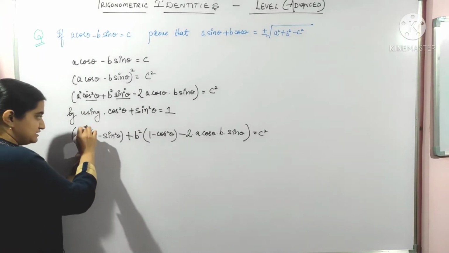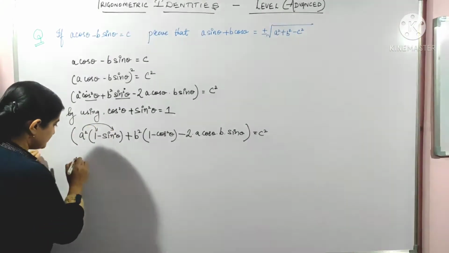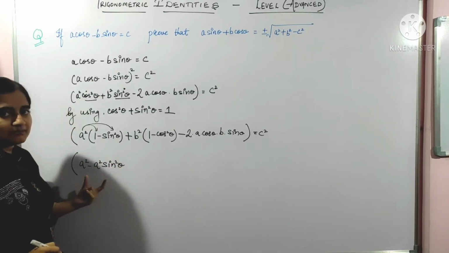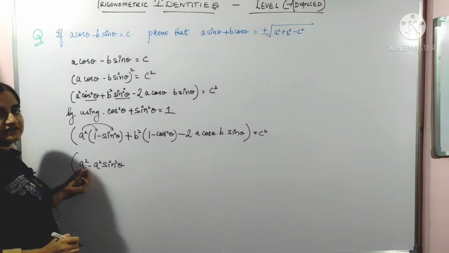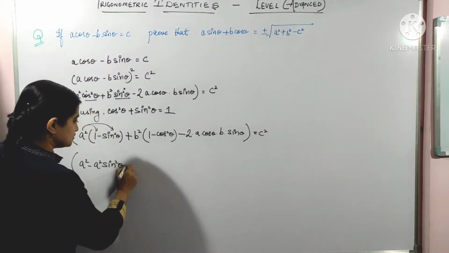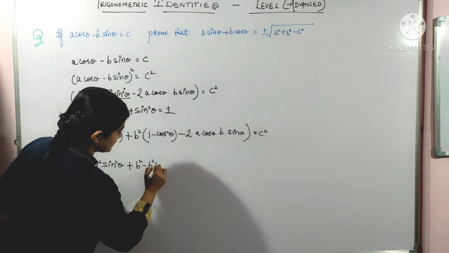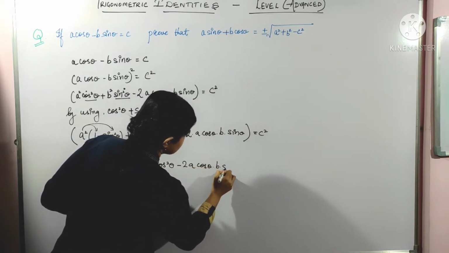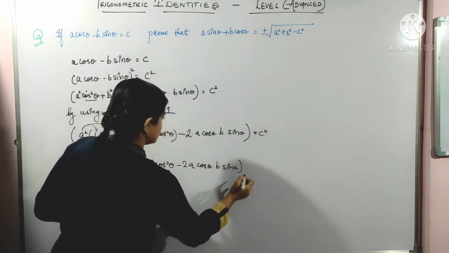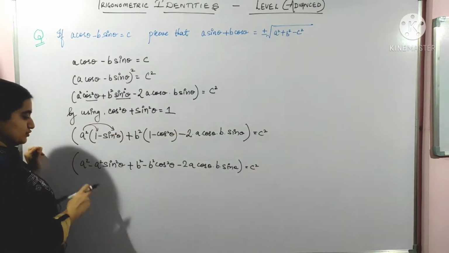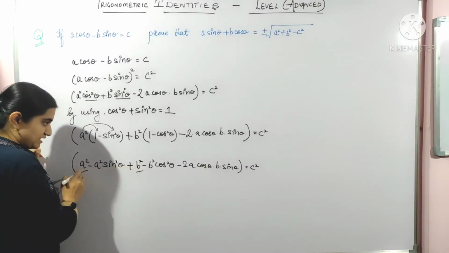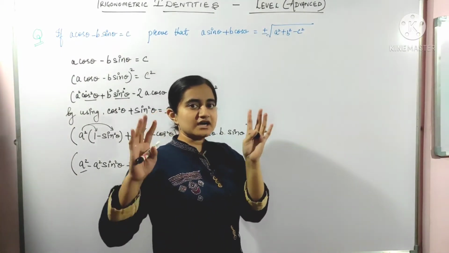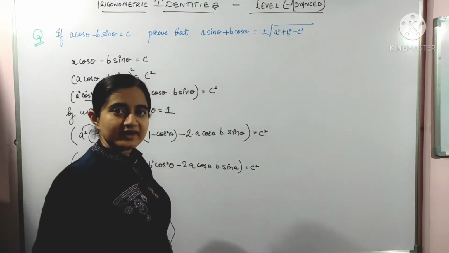Since it is here, we will multiply it through, so we will get a square minus a square sin square theta. Now you can see the magic: this has been separated, and we wanted that only. Okay, so b square minus b square cos square theta minus 2a cos theta into b sin theta. Okay, then we are getting c square here. Now what we will do, we will transfer these a and b to that side. Why? Because we can see it here only: a, b and c are on one side, so we will throw them to that side.